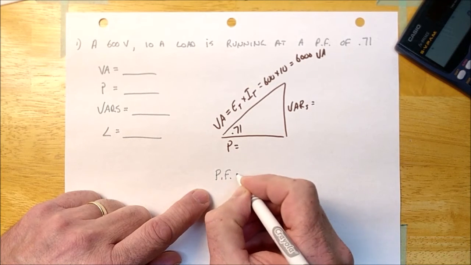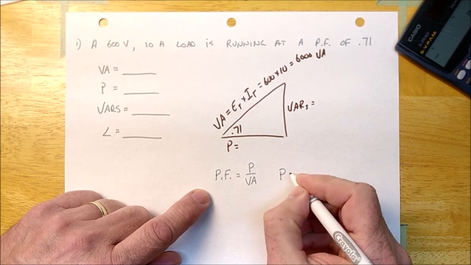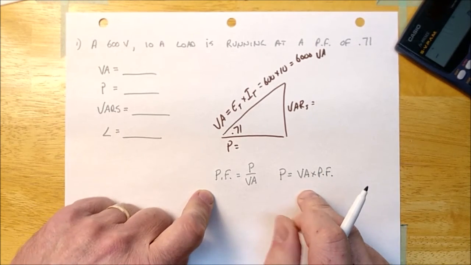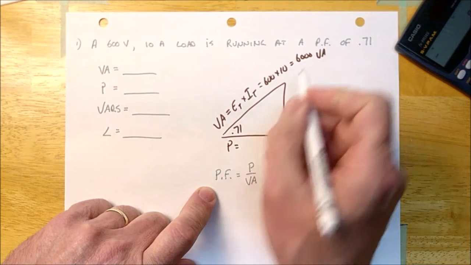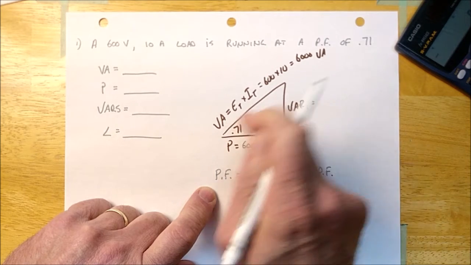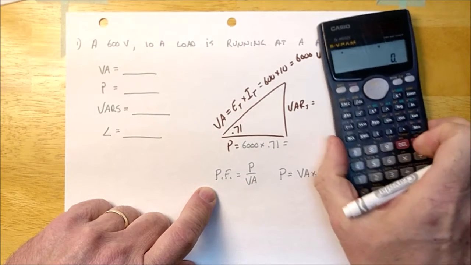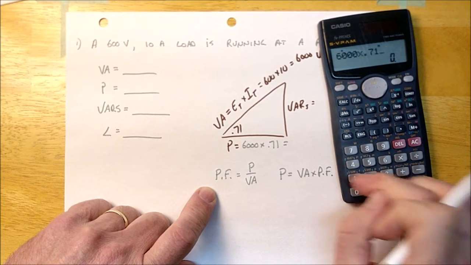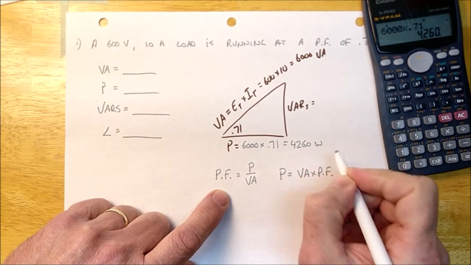The power factor is always going to be P over VA, and if I transpose that, my power is going to be my VA times my power factor, and it always will be. This is how this gets transposed every single time. What that means is I can calculate my power. It is going to be my VA, 6,000, that I just calculated, times the power factor that was given to me in the question, okay? 6,000 times 0.71. Looks like it's 4260 watts.